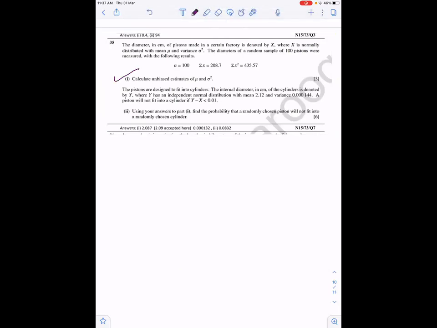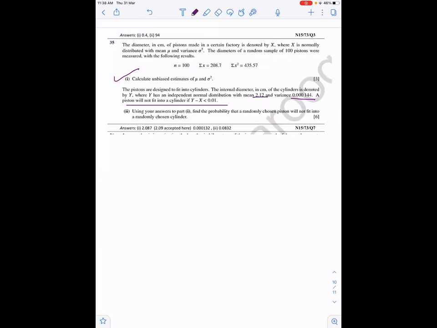The pistons are designed to fit into cylinders. The internal diameter in centimeter of the cylinders is denoted by Y, where Y has an independent normal distribution with mean this and variance this. A piston will not fit into a cylinder where Y minus X is less than 0.05. Using your answers to part 1, find the probability that a randomly chosen piston will not fit into a randomly chosen cylinder. Okay, not a problem.